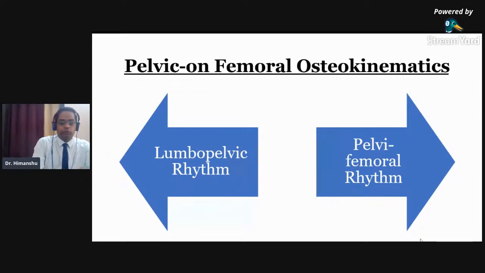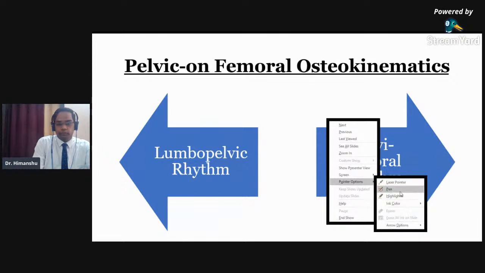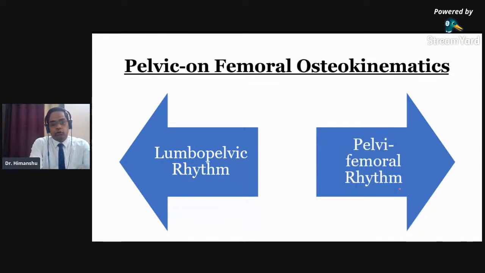So when we talk about the pelvic on femoral osteokinematics, we just have to take into account two things. One is the lumbopelvic rhythm. The other one is the pelvifemoral motions. In both cases, the femur remains fixed and the pelvis is free to move.